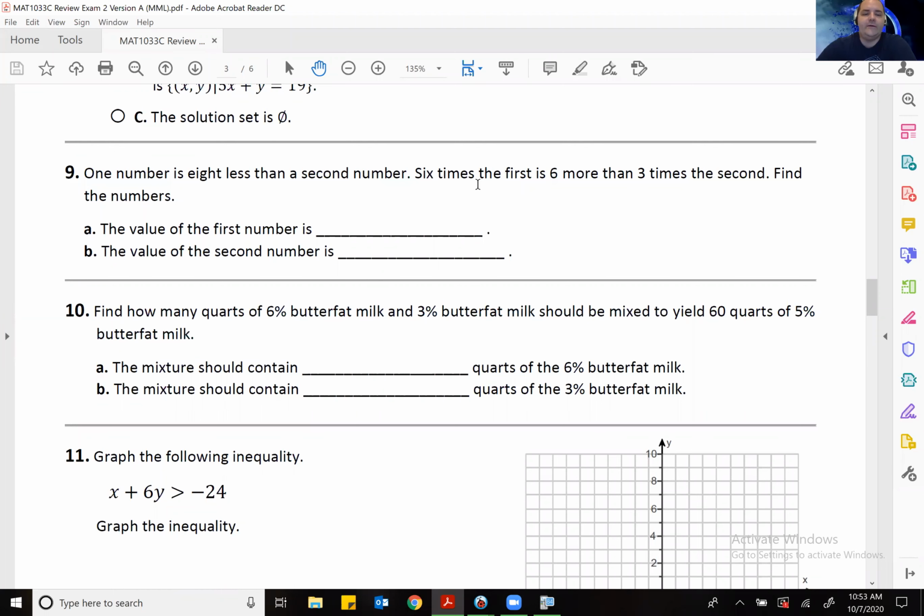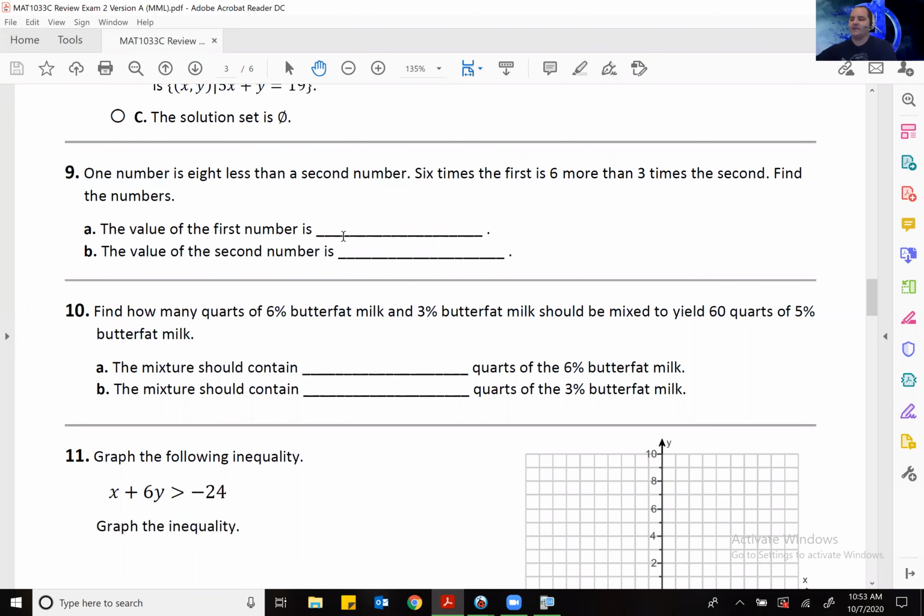What variable can I use for the second number? S. There's nothing wrong with X and Y, but I like to use the F and the S because I think it's more descriptive. I know F stands for first and S stands for second. Real easy. If I had X and Y, then I might have to go back and look and be like, oh, X was the first number and Y was the second.